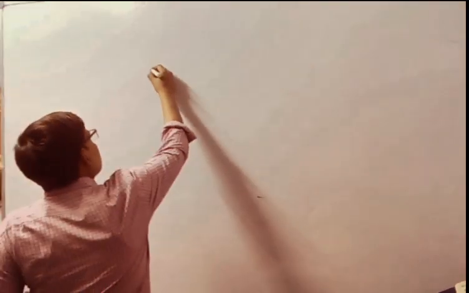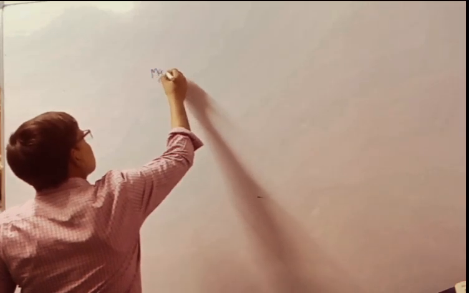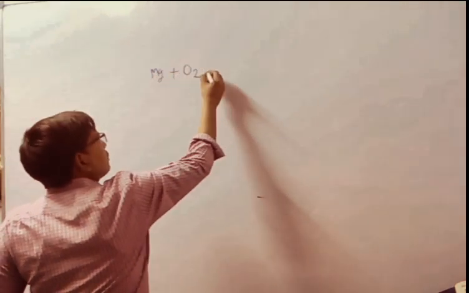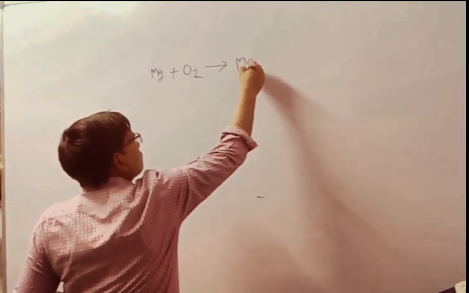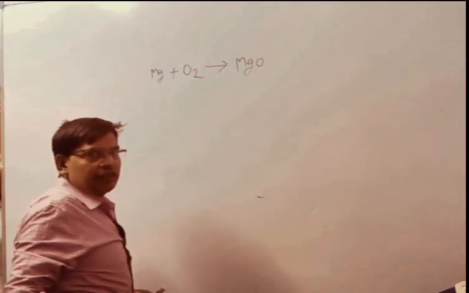In the previous class, we have studied about the chemical equations. Today, we are going to learn about the balanced chemical equations. How do we balance a chemical equation? What is a balanced chemical equation? In the previous class, we have seen the reaction of magnesium plus O2. Magnesium and O2 form magnesium oxide, which burns with a dazzling white light.